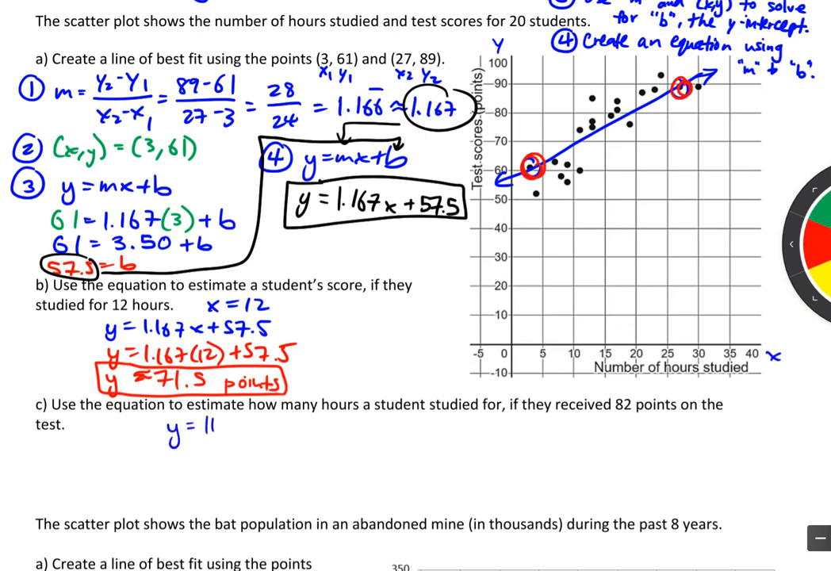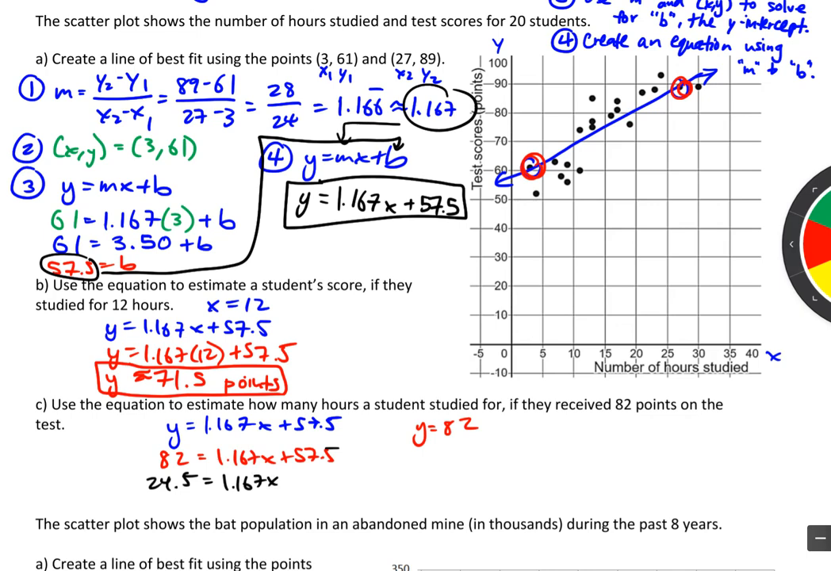So y equals 1.167x plus 57.5. This time I'm giving you the amount of points, so y equals 82. Okay, so 82 equals 1.167x plus 57.5. Basically we're going to solve for x. So subtract 57.5 from both sides, and 82 minus 57.5 is going to be 24.5 equals 1.167 times x.